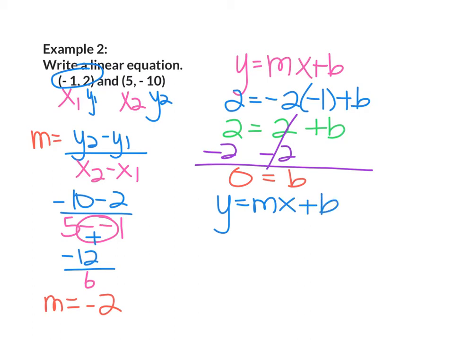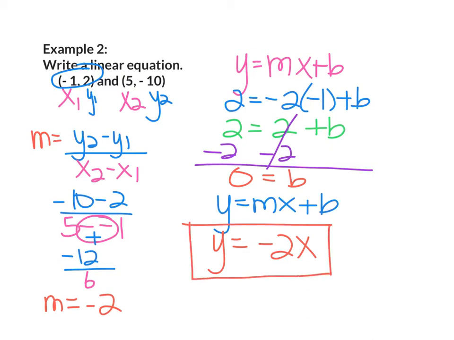And all I have to do is replace my slope and my y-intercept. So y equals, my slope is negative 2, bring down x, and then my y-intercept, which is my b, is 0, so I don't need to include it. So my equation in slope-intercept form is y equals negative 2x.